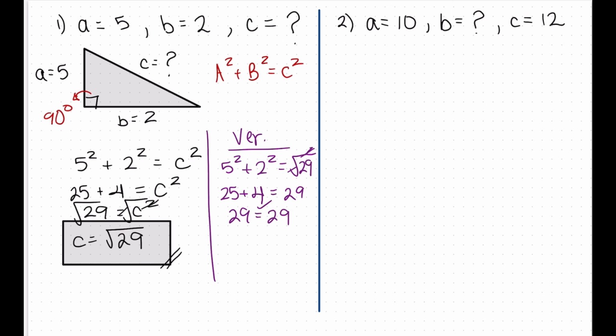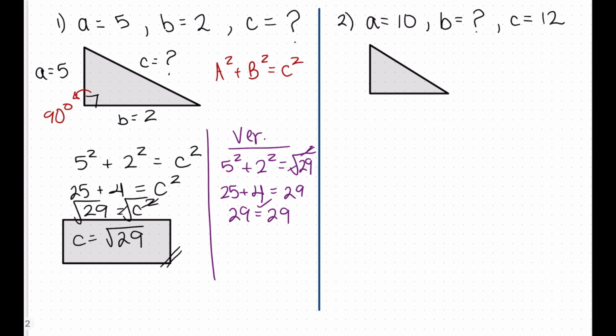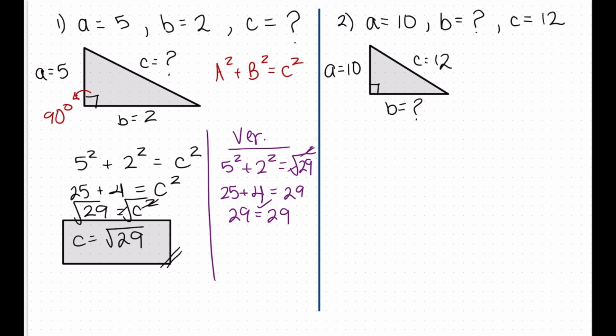Okay, so we move on to the other exercise. Let's do a triangle here too. Remember, this is a right angle. a equals 10, b equals an unknown number, and c equals 12. So here things are a little different because our unknown number is not the hypotenuse, it's one of the sides of the triangle. And to solve this, we just have to substitute inside this equation.